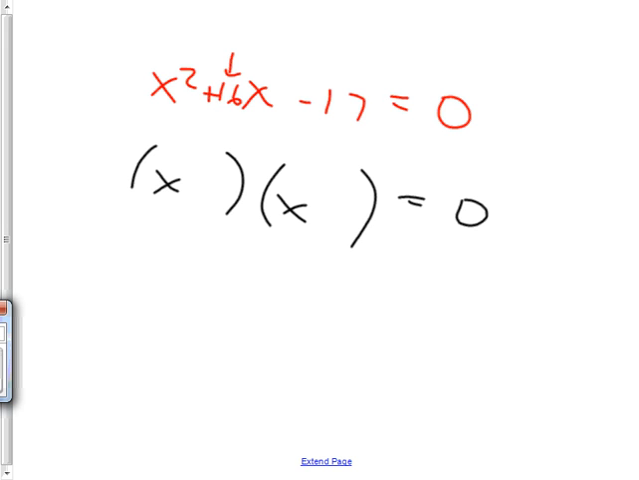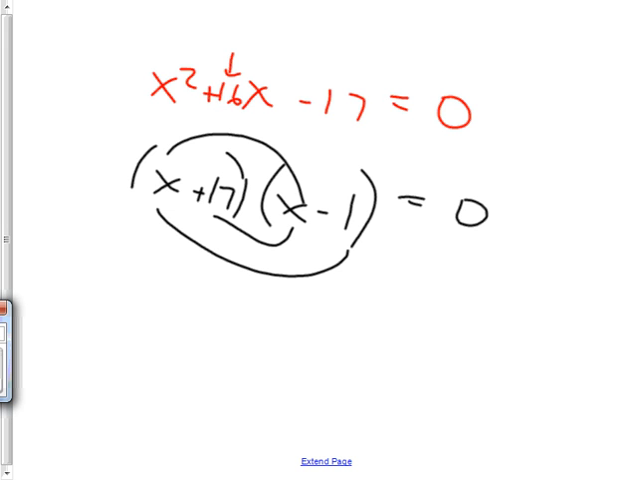I'm back, and here is positive 16, positive 17, and negative 1. How can I know I'm right? Because first makes x squared, outside and inside make positive 16x, and the last makes negative 17. So then my two answers would have been x equals negative 17 and x equals 1.